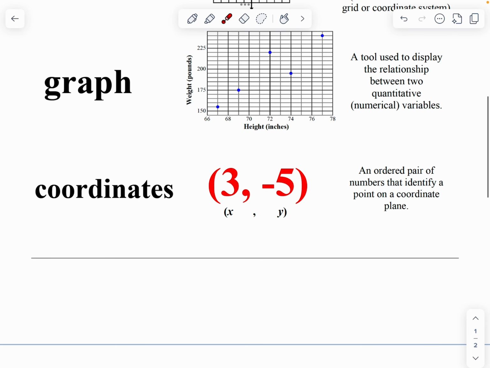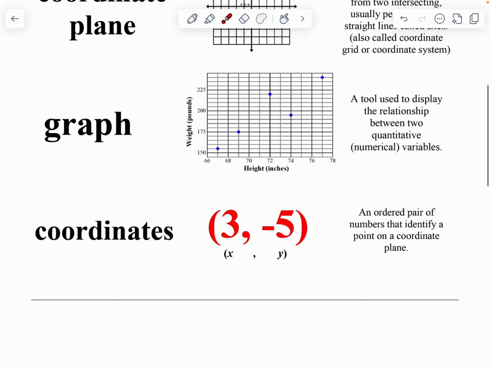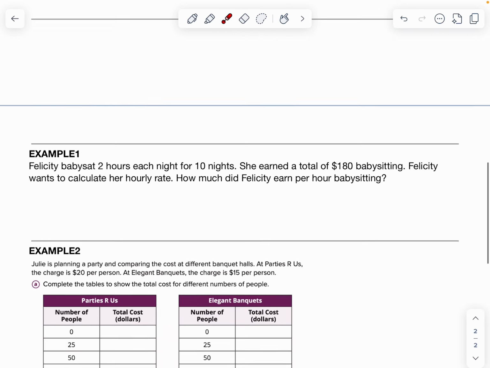And down here, I'm going to skip to coordinate. An ordered pair or a coordinate tells us a location on the coordinate plane. Remember, all coordinates are x, y. Now, a graph is something that just displays relationships between 2 variables, so height and weight. All right, let's flip over to the back and look at some examples.